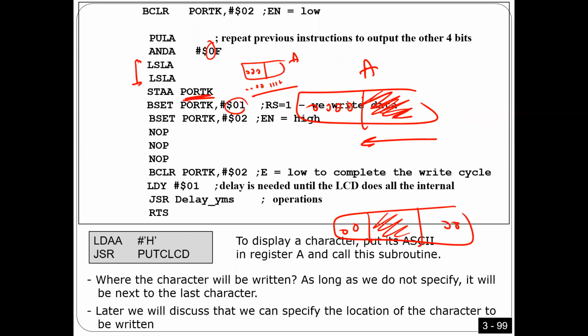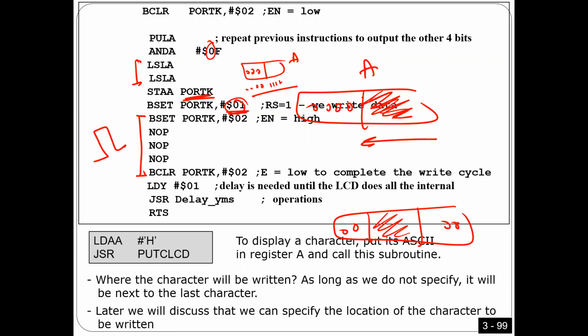Now I'm gonna put 1 here in RS, because 1 here means this is for data, right? And then these instructions here, I'm gonna generate another command to tell the LCD the second half is ready, just to come and take it. So now, after receiving the 2 halves, 4 and 4, the LCD is gonna start working. It's gonna take this value and display it on the LCD.